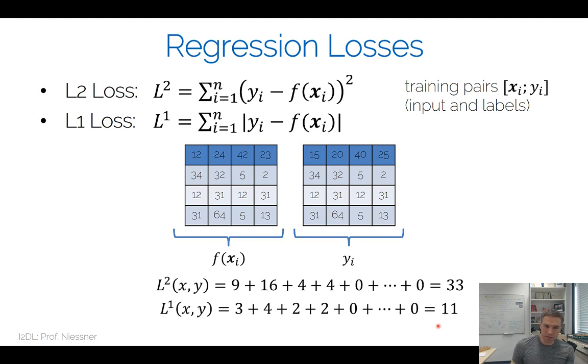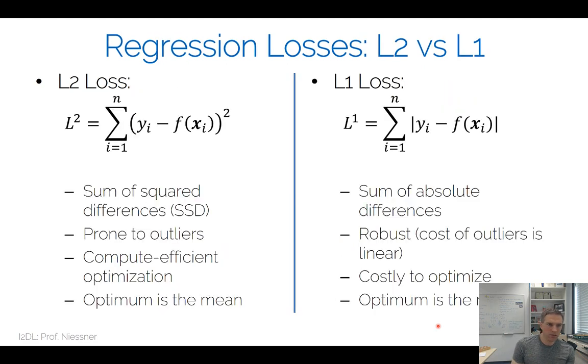Okay, so what's the difference between these two losses? Well, it's an L2 versus an L1 loss. The L2 loss is the sum of the squared differences. Sometimes when people tell you they have an SSD loss, they just mean an L2 loss, same thing. The big downside of the L2 losses is that if you have one outlier, then they square this difference between those outliers, and that means it's very prone to these outliers, right? Which is kind of what you would expect from an L2 loss.